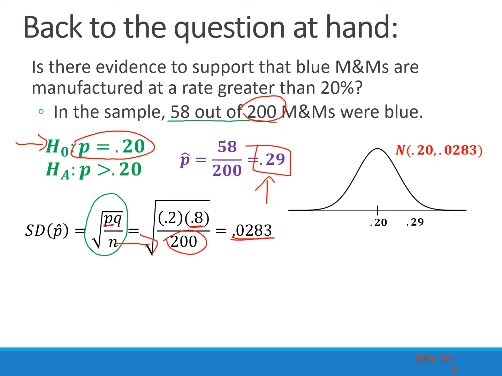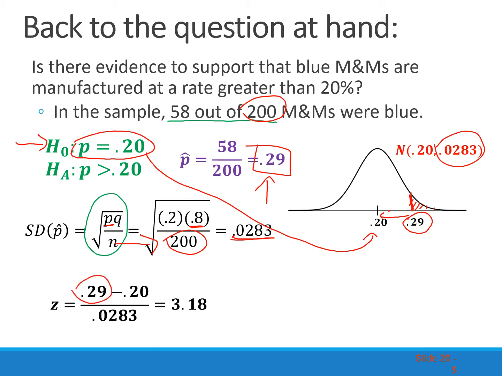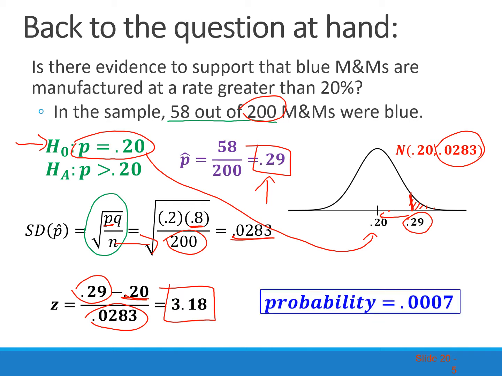Let's look at a normal curve. So if this is true, and it's right in the center of our normal curve, would it be weird to get 29% blue M&Ms? Now this is just a z-score problem. Is this unusually far from our mean, the middle of our curve, based on this standard deviation? So z-score is our data value minus the mean divided by our standard deviation. We get a z-score of 3.18, and we can use this to look up a probability. The probability of this occurring, based on this being true, is 0.0007.